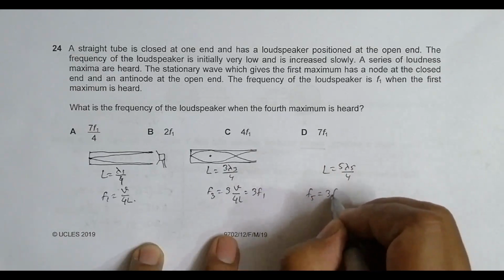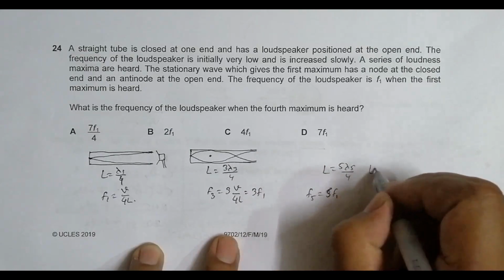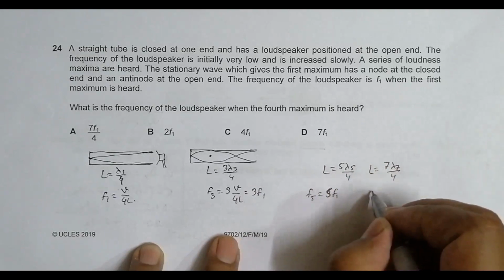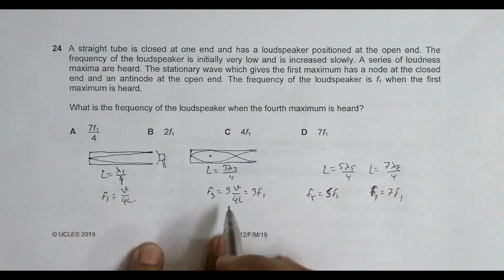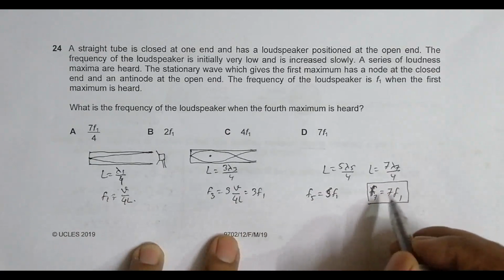is equal to 5F1. And the next one will be L is equal to 7 lambda by 4, which gives us F7. F7 is equal to 7F1. So it's the first one, second, third, fourth. So the fourth will have the frequency 7F1.